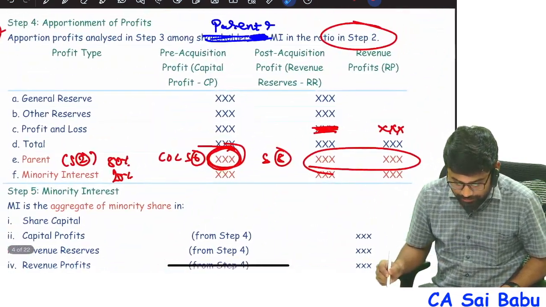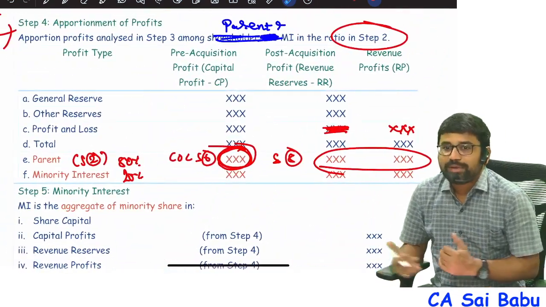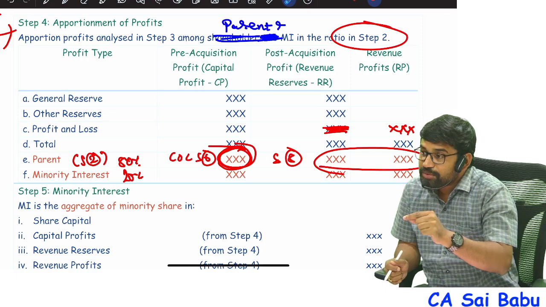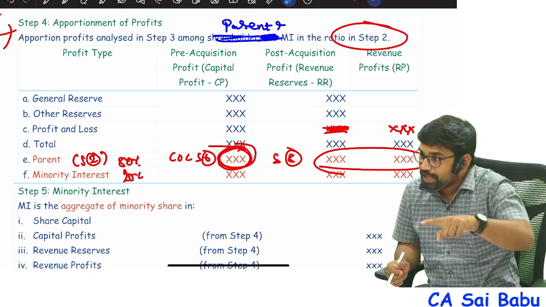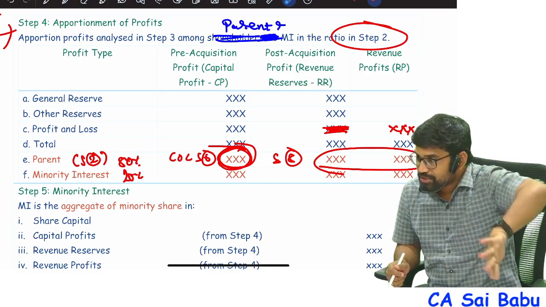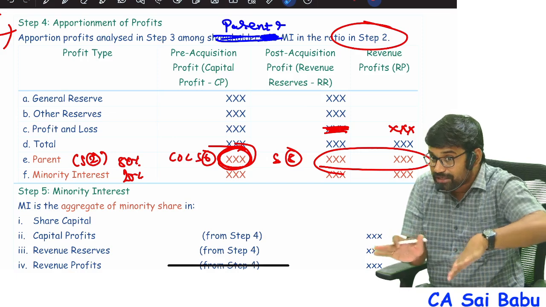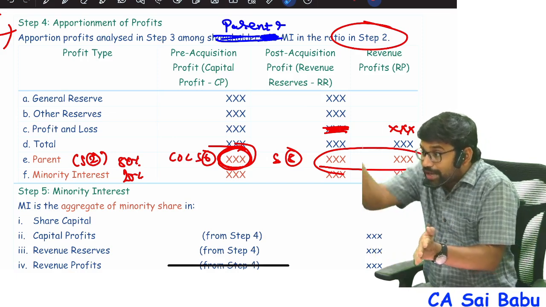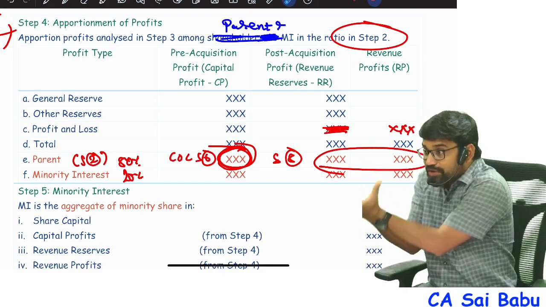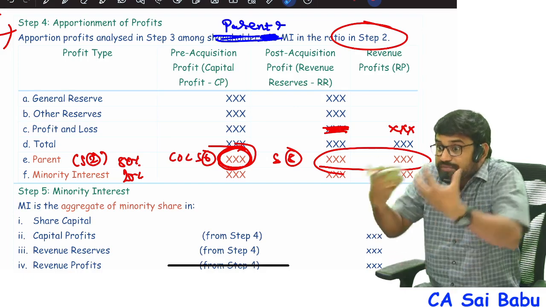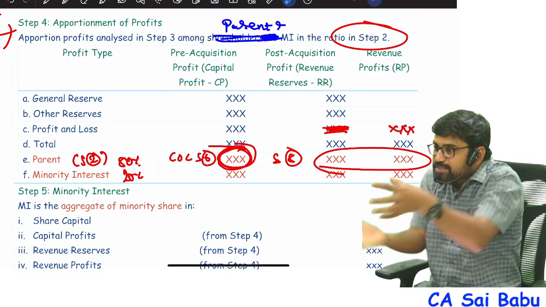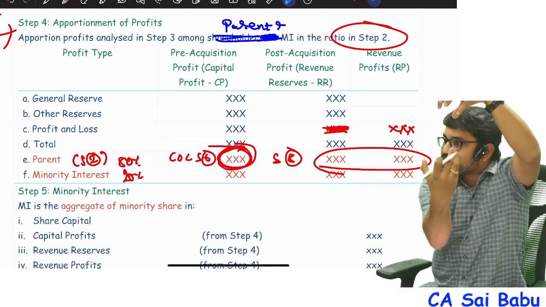Sir, why? Why will they be added? Pre-acquisition profits are capital profits. Therefore, they will be adjusted to the cost of investment. So they are not to be incorporated separately. But after you acquire the subsidiary, whatever profits are there in the subsidiary are post-acquisition profits, right? Because of them, the net assets of the subsidiary increase. Therefore, the corresponding increase must reflect in the consolidated balance sheet.